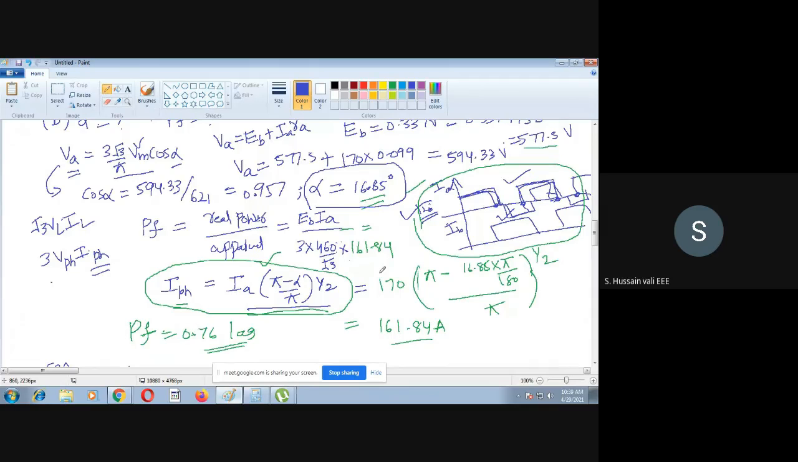we need the speed regulation for the firing angle obtained in part B. Yeah, alpha is 16.85. So if you do that, what will you get? That is the answer we are just searching for.